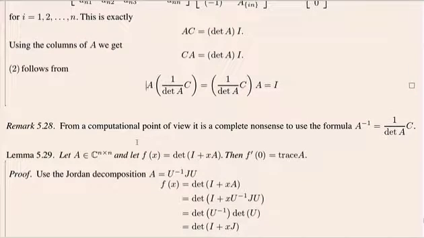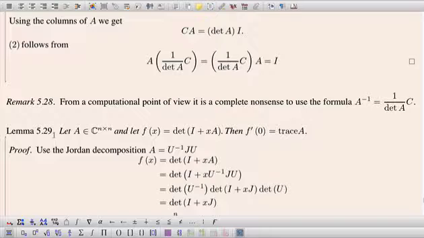From a computational point of view, it is complete nonsense to use this formula to calculate the inverse. Yeah, so you can see it in textbooks, especially undergraduate ones. Please note that in practice, if you have to calculate, I don't know, a 10 by 10 matrix or a large one, it doesn't make any sense. Now for small matrices, it doesn't matter. You can use this formula, you can use whatever formula you want. That's not an issue. For large matrices, that's a problem, how you calculate the inverse.